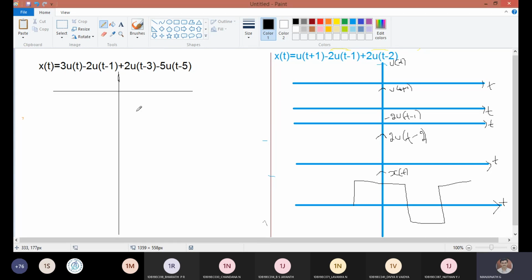You want u of t. For that 3 times you can multiply itself, then I will take negation. So downwards. Then you want t minus 3, and you want negation again. So let me give like this.